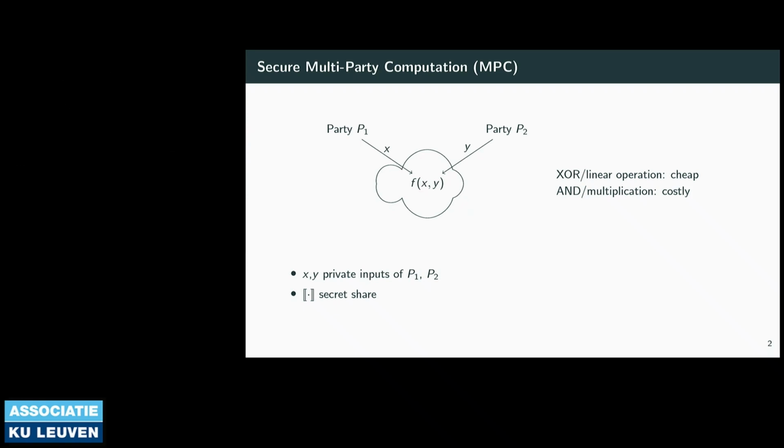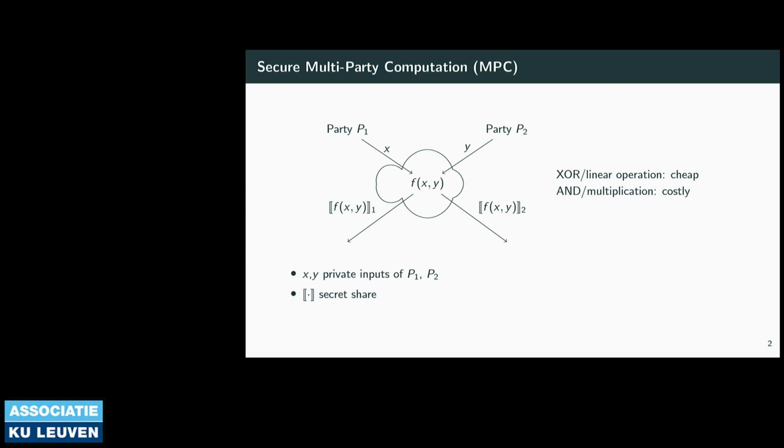During this computation, the parties will work on secret shares of values, which I will denote with this double bracket notation. In the end, the parties get a share of the output, and then they can reconstruct this if they want.